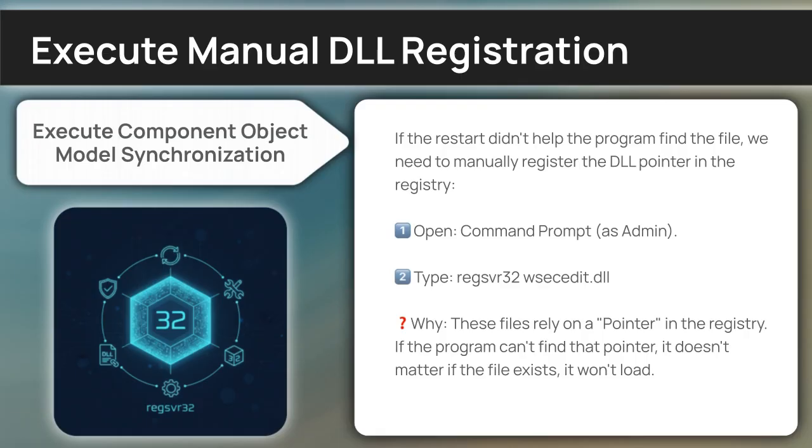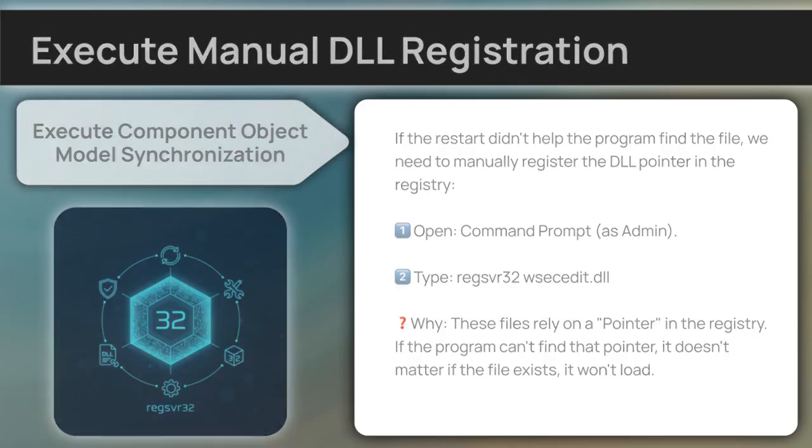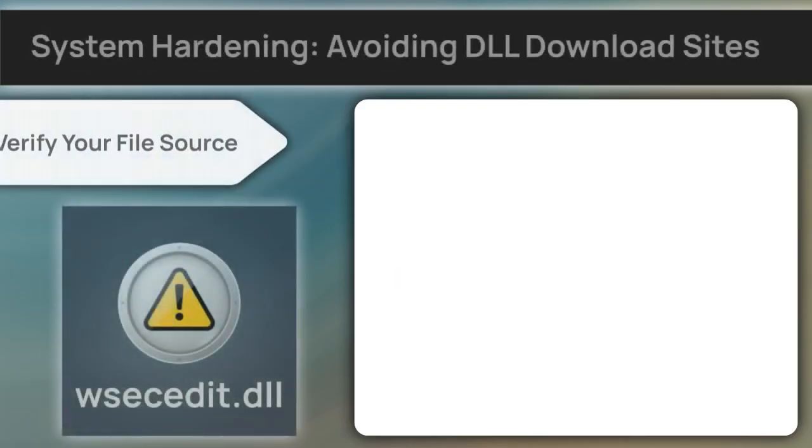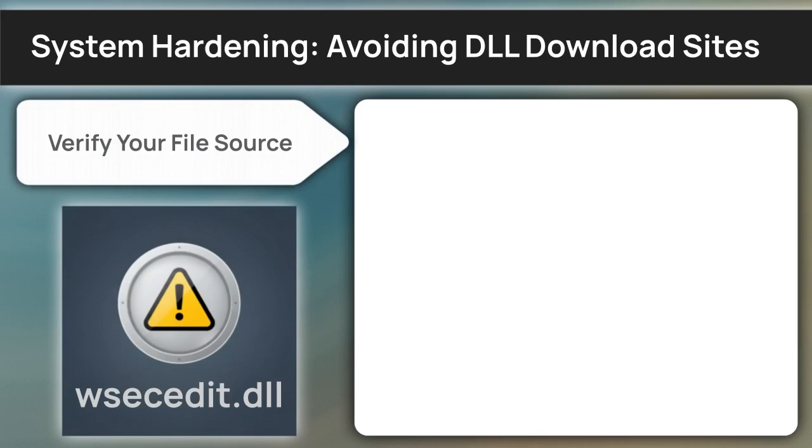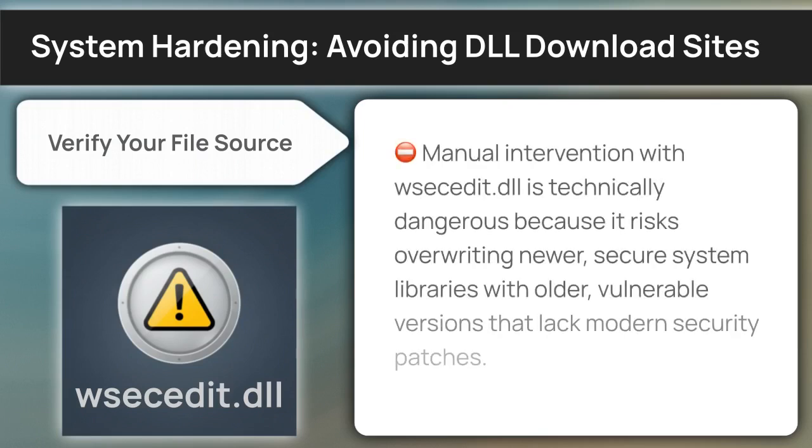Why are we doing this? Well, these files rely on a pointer in the registry. If the program can't find that pointer, it doesn't matter if the file exists, it won't load. To ensure long-term stability, we should review the safety risks associated with unverified file sources. Don't let a small error become a total system rebuild by trying to force install Wsecedit library DLL into directories where it doesn't belong.